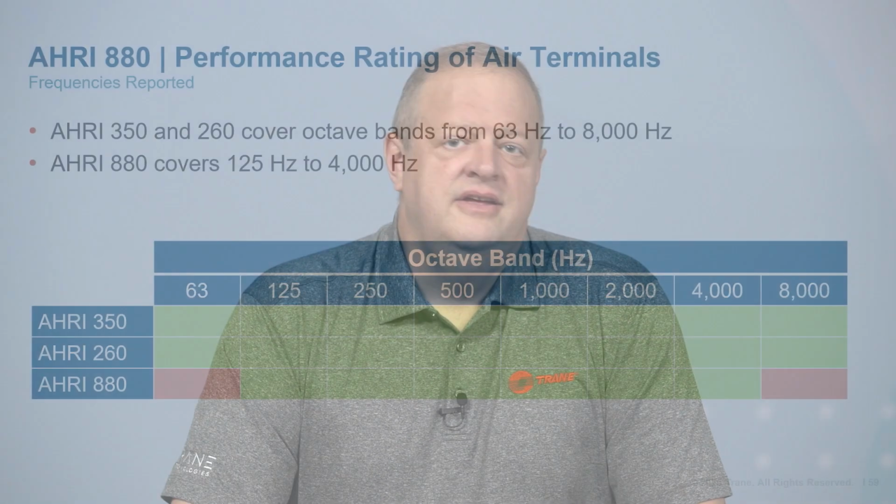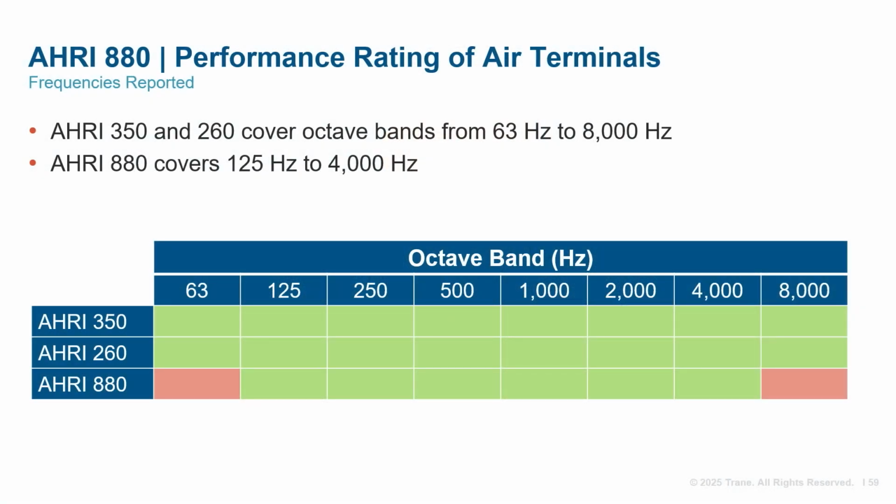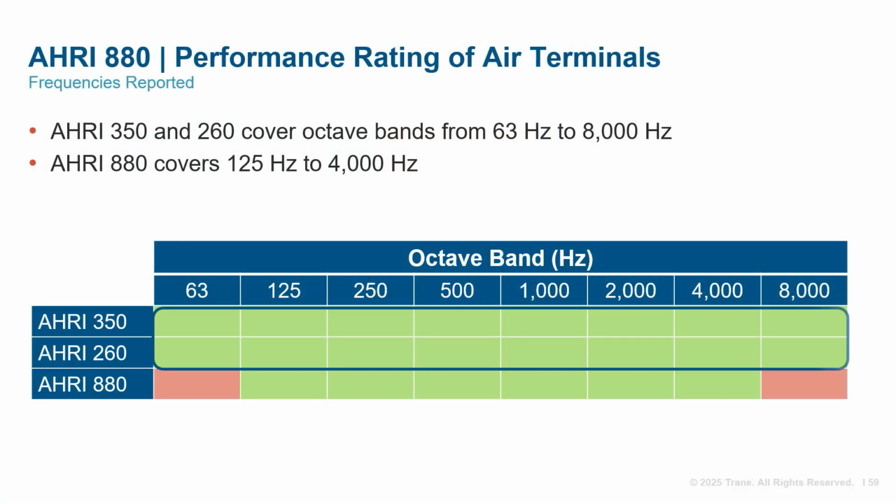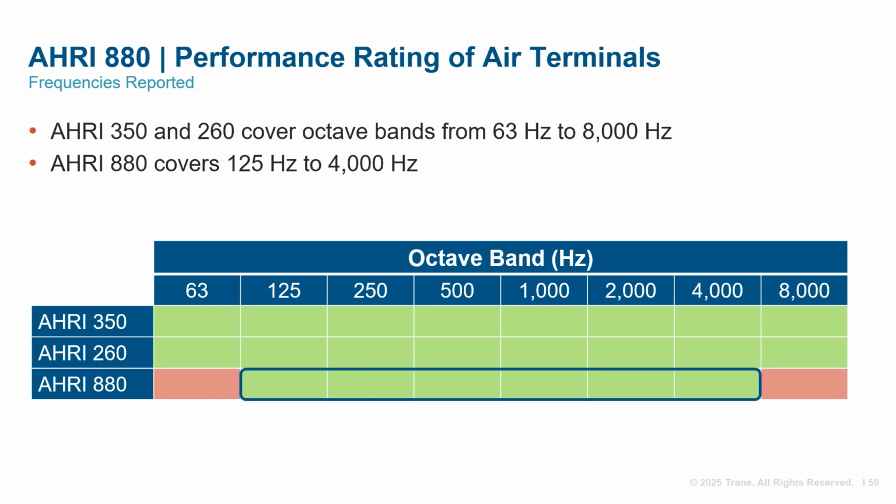When comparing this to the other indoor sound standards Derrick explained, you'll see that Standard 880 covers a more limited range of frequency bands. Standards 350 and 260 cover 8 octave bands from 63 to 8,000 Hertz, while 880 covers just the middle 6 bands from 125 to 4,000 Hertz. That's right, but the wider range in 350 and 260 is not prescriptive. Manufacturers sometimes choose not to publish data in the 63 Hertz band and/or the 8,000 Hertz band because for some products, the sound energy in these bands is negligible.